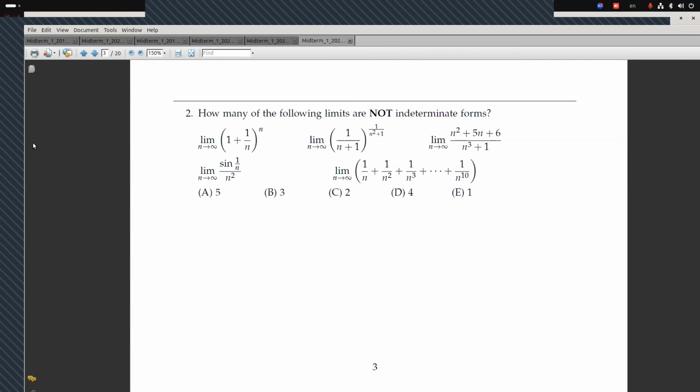So which form do we have for the first limit? 1 to the power of infinity. Is this an indeterminate form? Yes. What about the second one? What is this? 1 over n plus 1 goes to 0, power is 0, so 0 to the power 0. Indeterminate form? Yes. Next one, infinity over infinity, right? What is here?